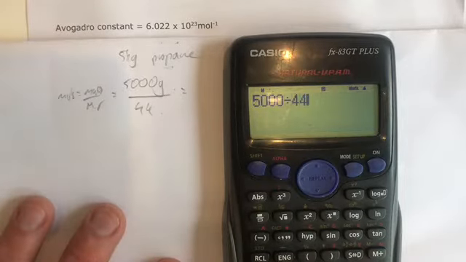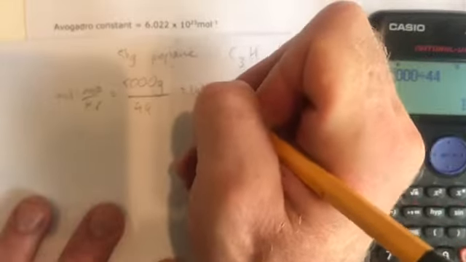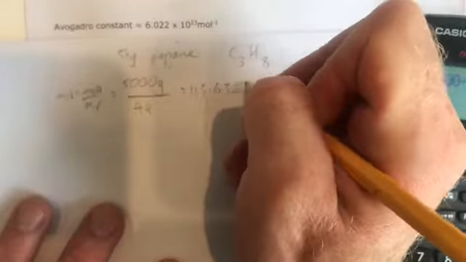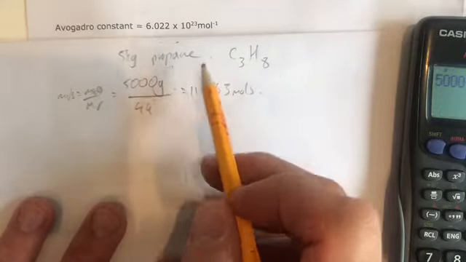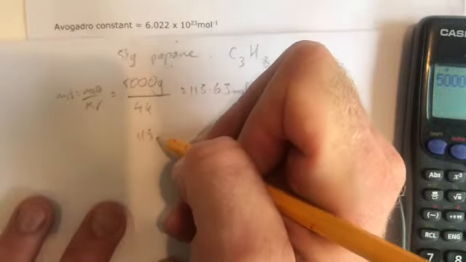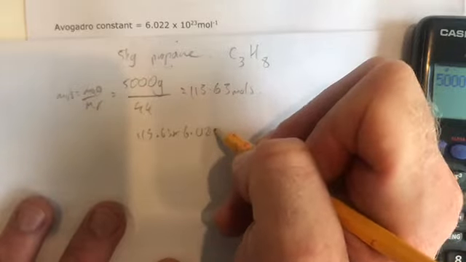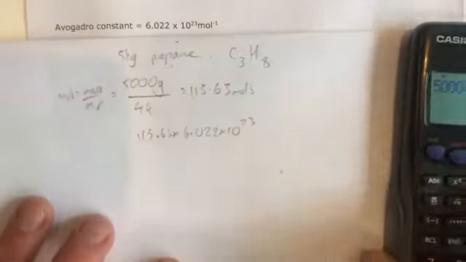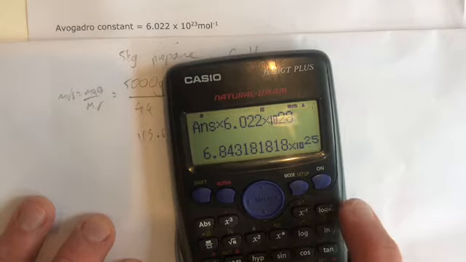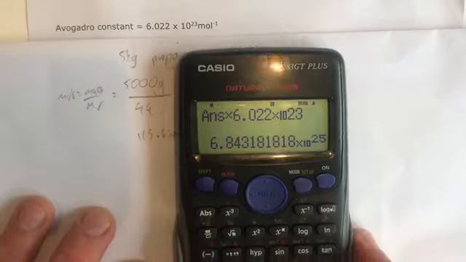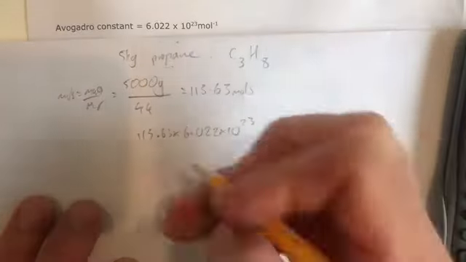5,000 divided by 44 equals 113.63 moles. Right, and if they want to know how many molecules, you multiply by that number. 113.63 times Avogadro, times 6.022 times 10 to the 23, and that gives a massive number. No surprises there. You'd expect it to be a large number. So 6.84 times 10 to the 25.